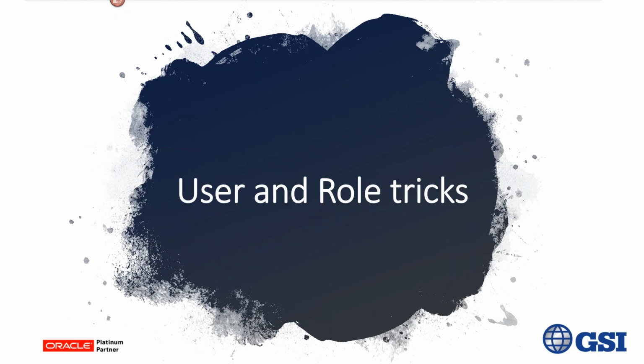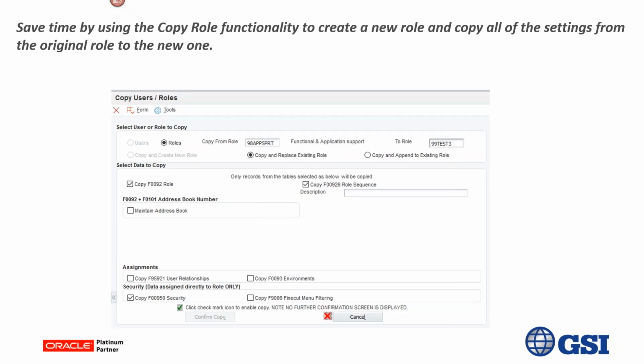All right, we're going to start off with looking at some of the user and role tips and tricks. So first, one of the fun things that I found is if I need to create a new role and make it a copy of an existing role, rather than going through all the work of going through the P0092 and setting up a new role, then going in and setting up the role relationships, adding the environments, doing the find cut, putting the security in, all of that, you can do that in one click with ALLOut.